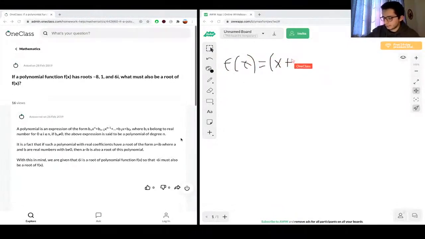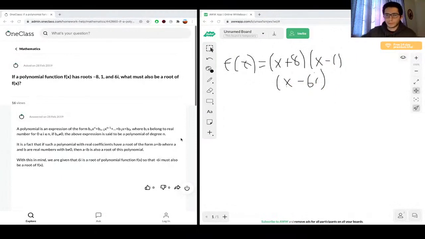x plus 8. So here we have -8, which is technically x equals to 8. But when we're putting it in a function, it would be x plus 8. And then we also have x minus 1, so same idea here. And we have x minus 6i.